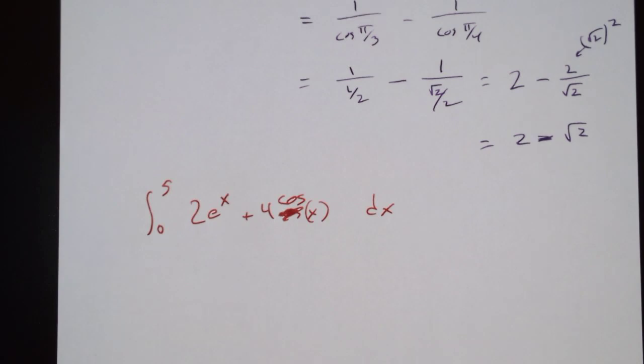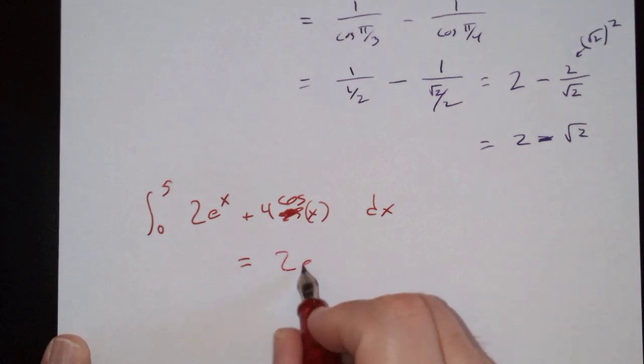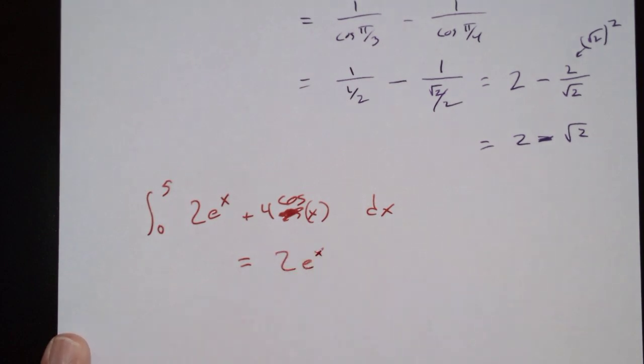What's e to the 0? That's a nice easy number to deal with, 1. Otherwise, I'm just going to leave it as e to the whatever. So let's do this antiderivative. What is the antiderivative of e to the x? Wait a minute, what's the derivative of e to the x? Which means its antiderivative is the same thing. The 2 stays out front, I get e to the x.